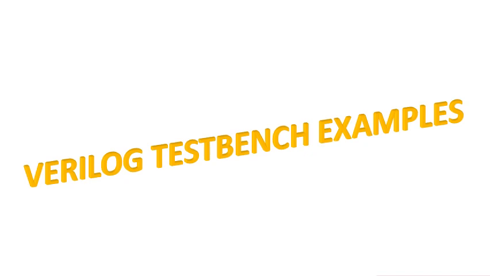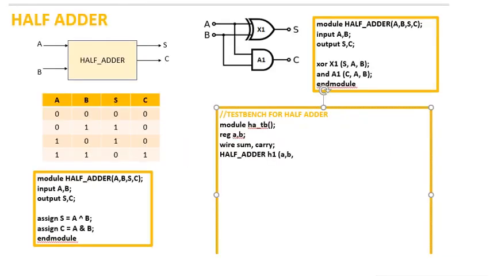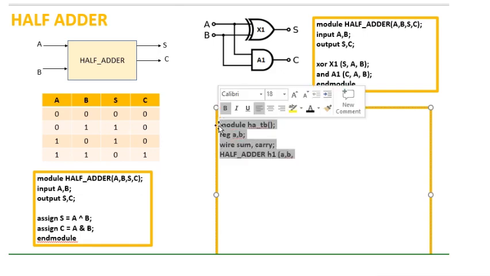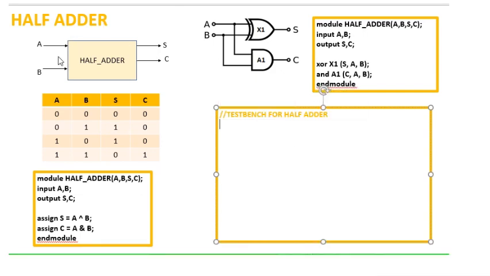In this video lecture, we will look at a few examples on Verilog test benches. So here is the half adder program in two different styles. This is the block diagram of the half adder truth table. This is the program using the assign statement. And the other style in which we have written the same half adder is using primitive gates.